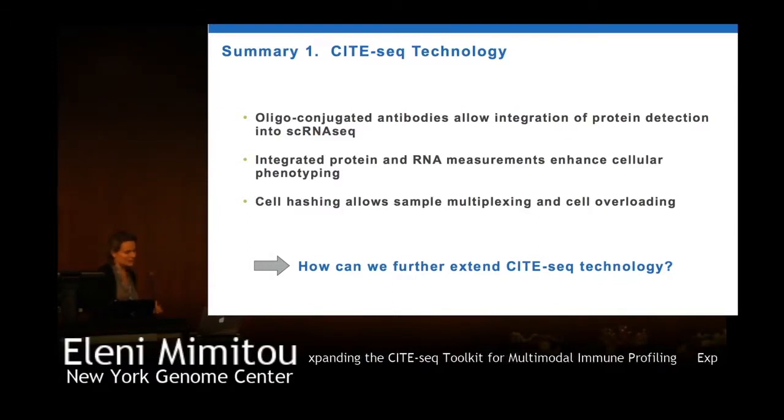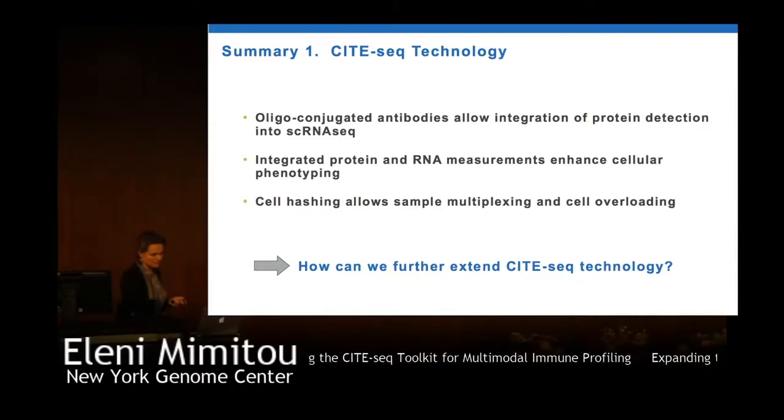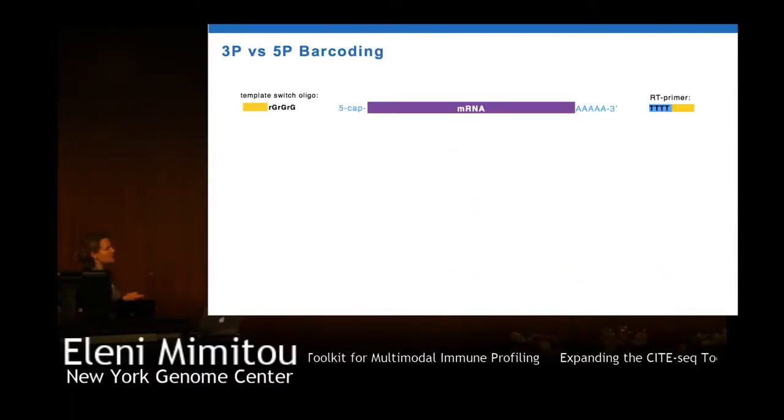I'm going to move on to the new extensions that we have recently developed. In most single-cell RNA-seq workflows, a key step is the reverse transcription of the mRNA primed by a poly-dT RT primer on the 3' end of the transcript, which extends to the 5' end of the transcript, and then performs a template switch with the template. You can envision either of these elements can be barcoded and bound on the bead.